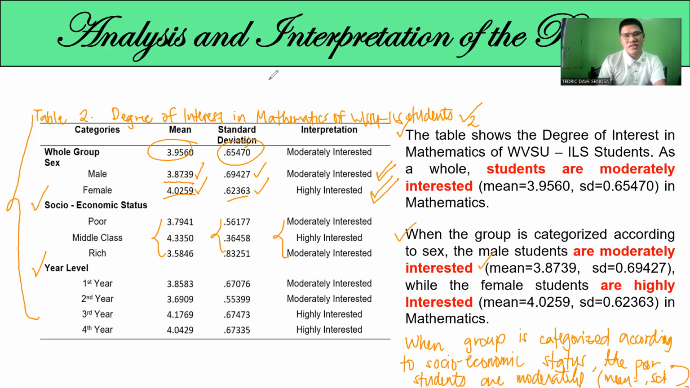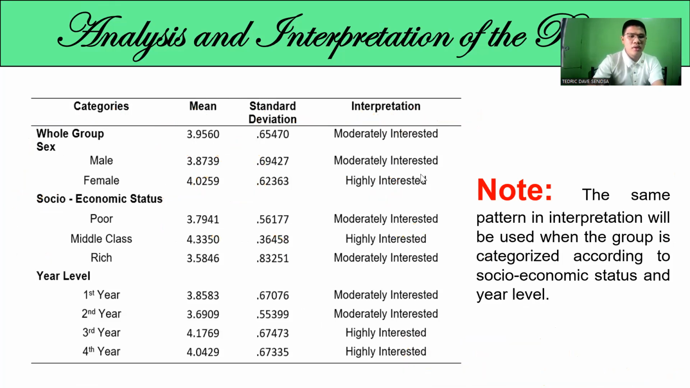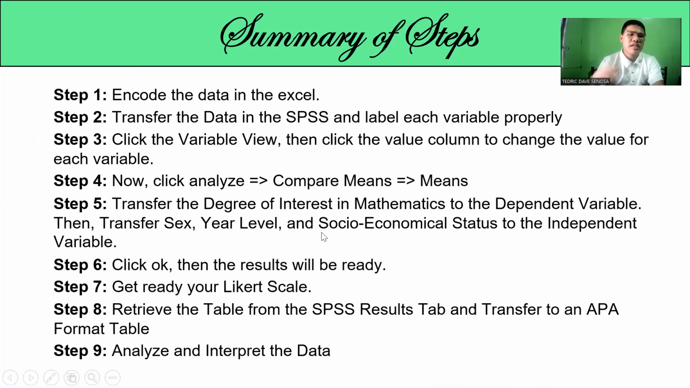Any questions? So to summarize everything, these are the steps. Sorry, I'm going to delete everything first. And then this is how you do it. You encode the data in Excel, you transfer the data in SPSS, and label each variable properly.